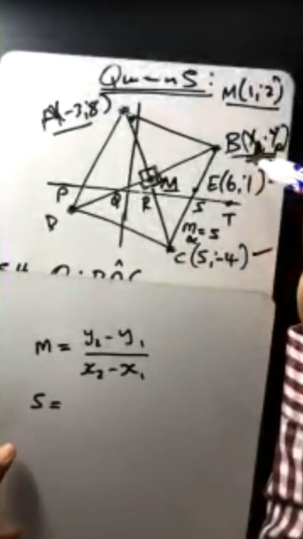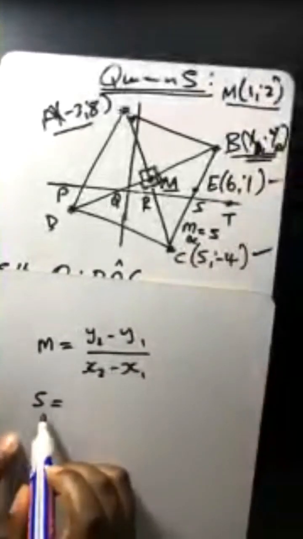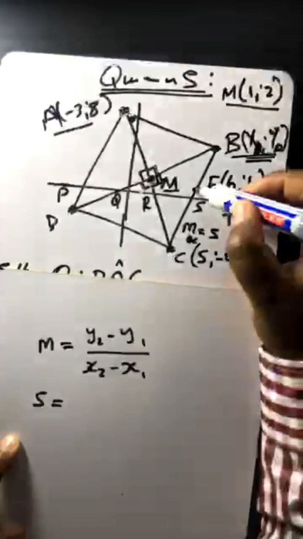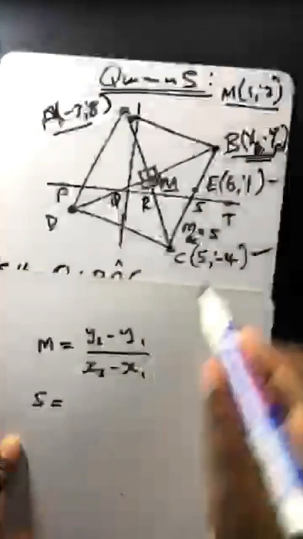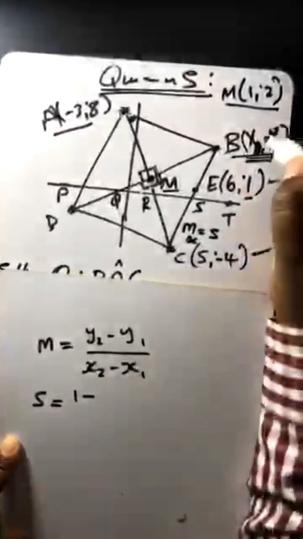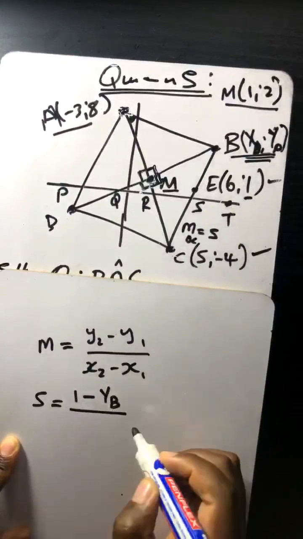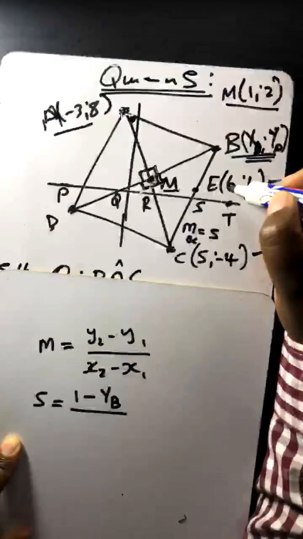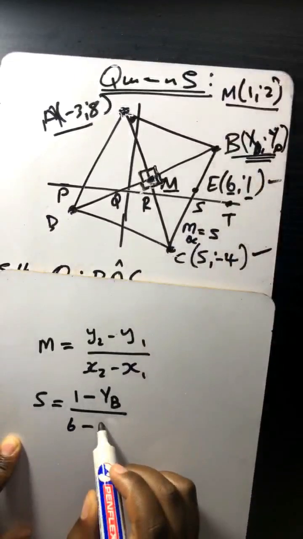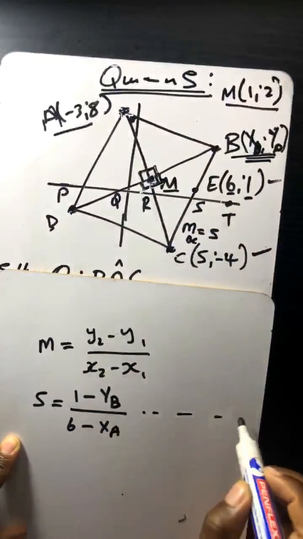Then you can still say 5 is equal to, you can maybe use these 2 points, even though it seems like we're going to have a small... okay, y2 being 1 minus y at B, over x2 being that minus x at A. Then we can say this is equation number 1.